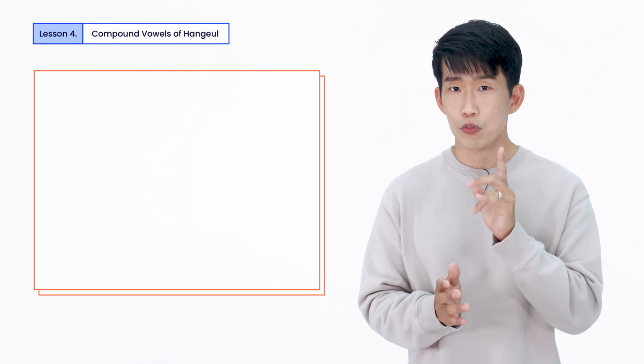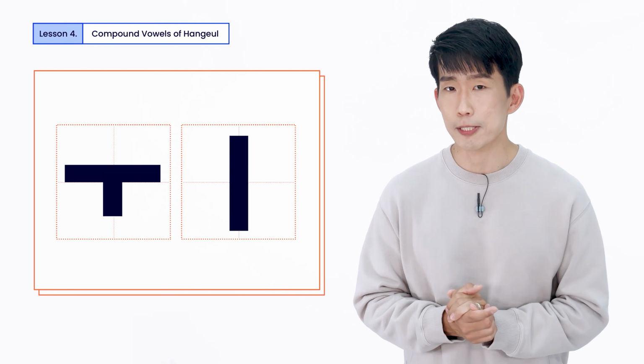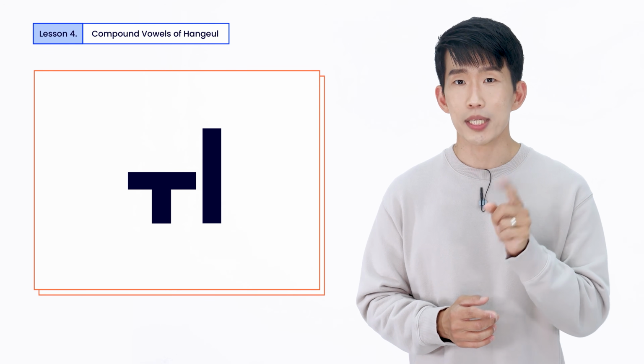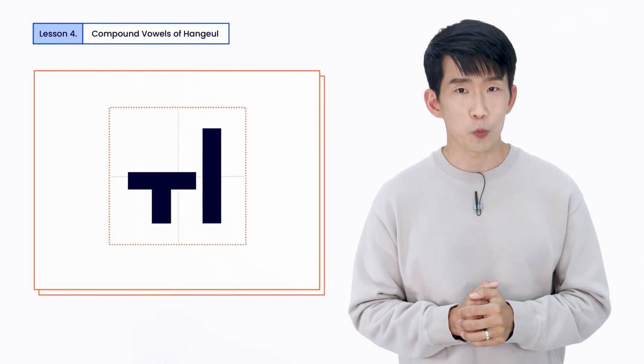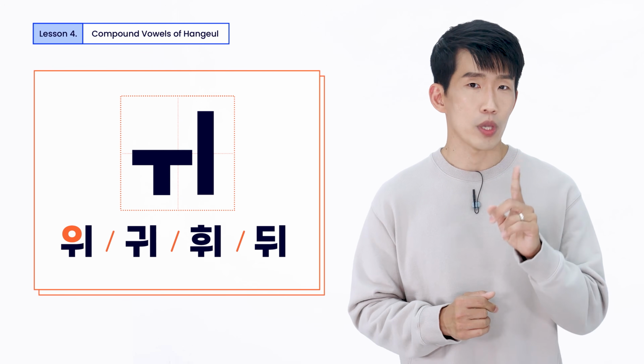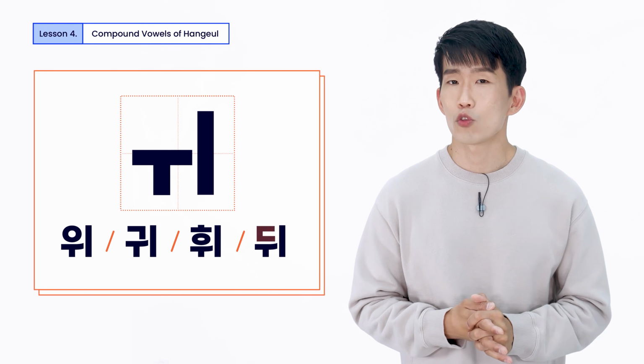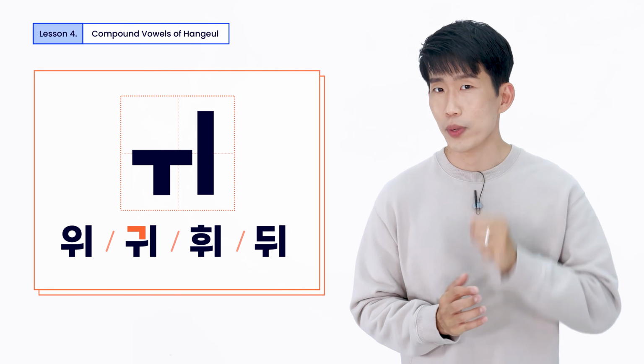All right? Just 2 more left, okay? 2 easy ones. This one is u plus e. So it's we, we, we. 위, 귀, 휘, 뒤. 귀 is the ear, by the way.